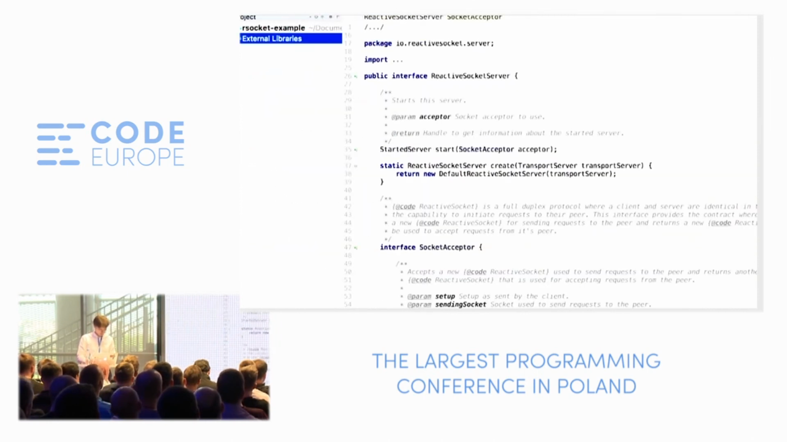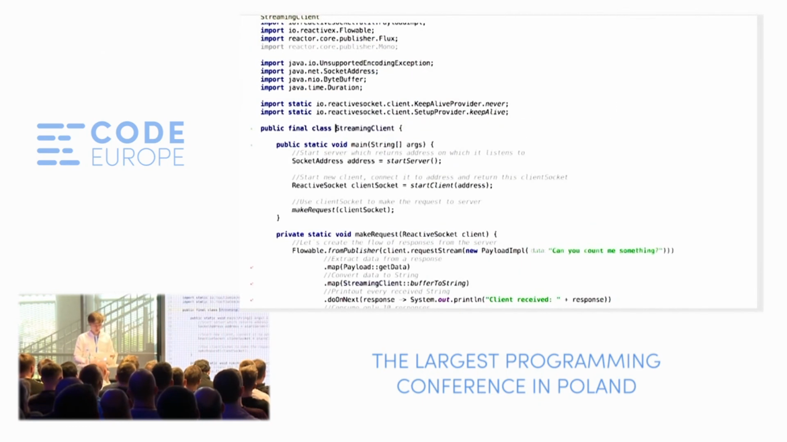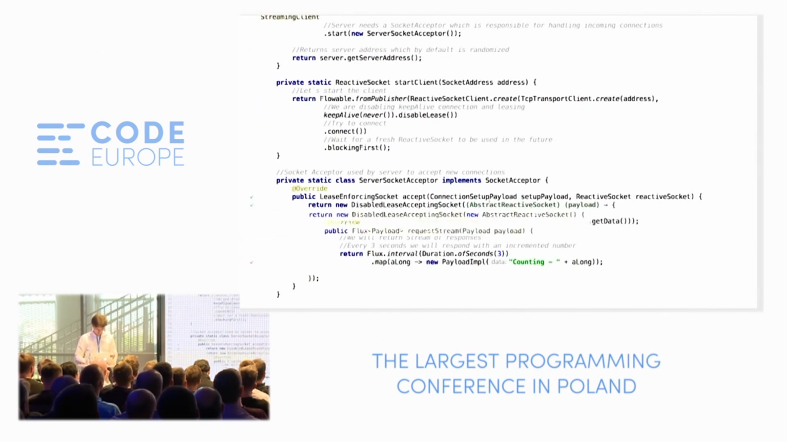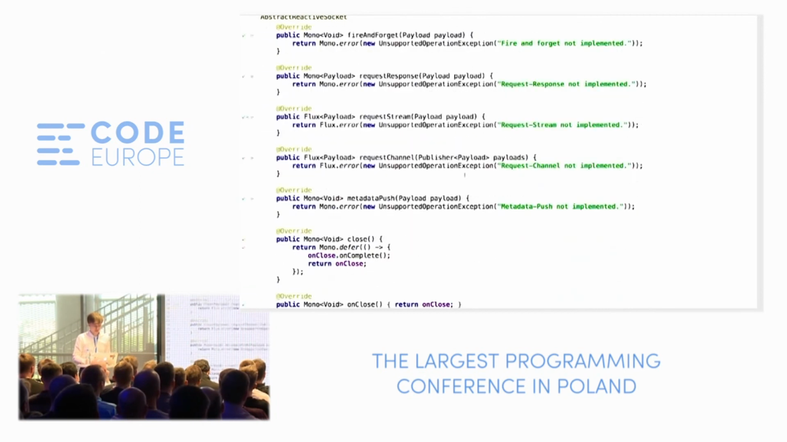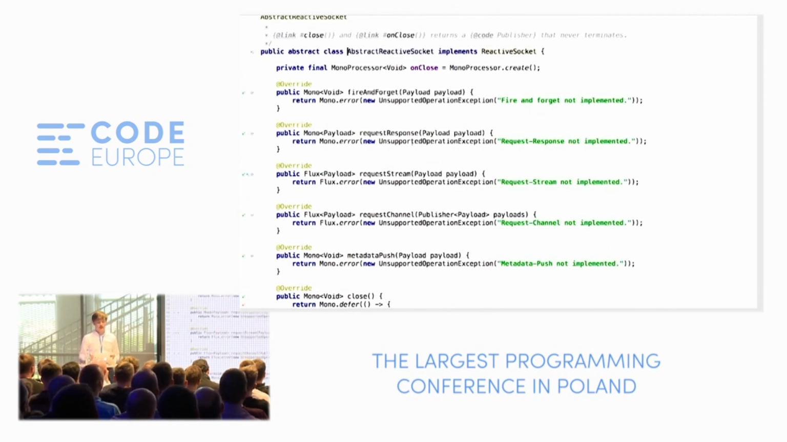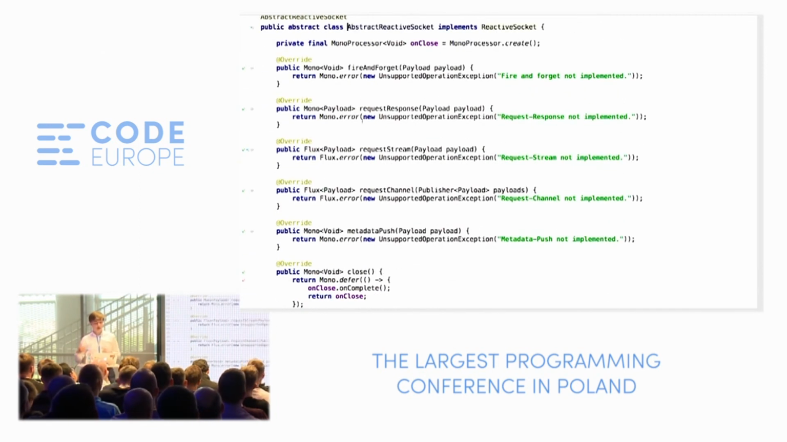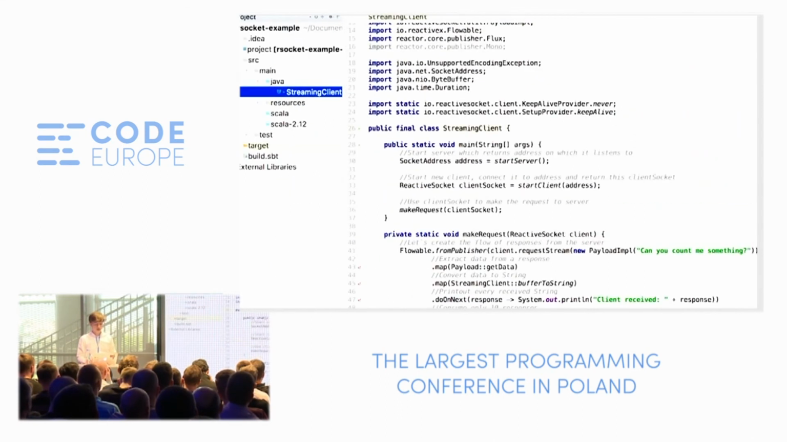Sorry, I lost. So we need to implement this abstract reactive socket. This is the interface which we need to implement on the server side when we need to provide some support for fire and forget, request response, request stream, etc. By default, all of them are not implemented. So in Java, you need to implement them.